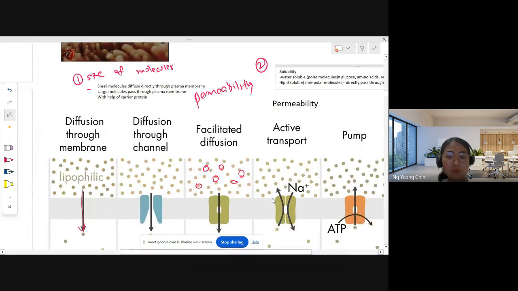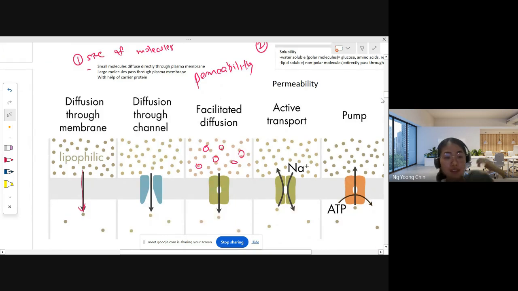They decide how the molecule is able to pass through the membrane, and by using what kind of method. In our syllabus, we will learn about simple diffusion, which is this first one: diffusion through the plasma membrane. We call this simple diffusion. Secondly, we learn about diffusion through the channel. This requires the use of proteins, which we know as channel proteins.